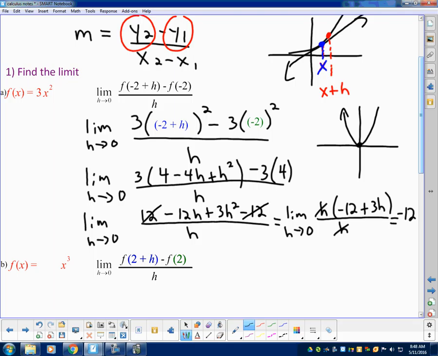Here's what I'm saying. If I go over to x equals negative 2, and if I draw the tangent line, do a red dot here, at x equals negative 2, the slope of that tangent line at x equals negative 2 is going to be negative 12. That's what we just found. So we found the slope of the tangent line to that particular curve, y equals, or f of x equals 3x squared at negative 2. And that is called the derivative, which will be introduced to you next.